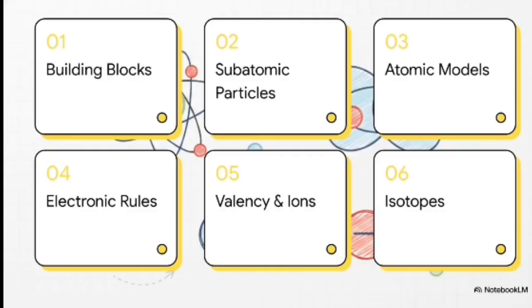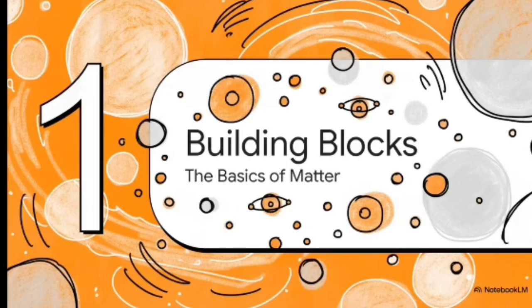So here's our roadmap for the explainer. We'll kick things off with the basic building blocks, then move into discovering subatomic particles, map out the evolution of atomic models, dive into electronic configuration rules, check out valency and ion formation, and finally decode the mystery of isotopes. Let's get to it. Section 1, the basic building blocks.